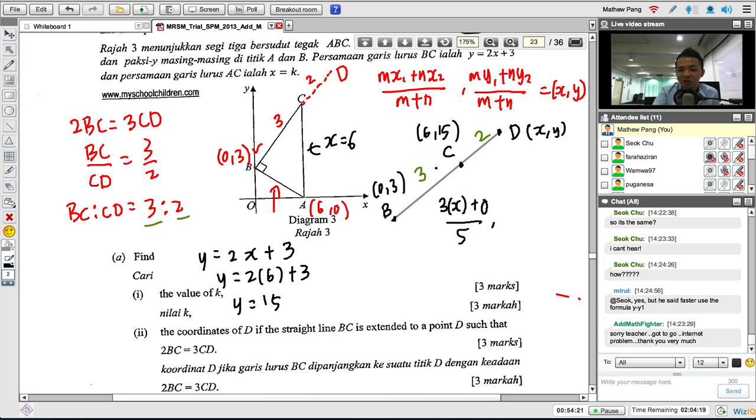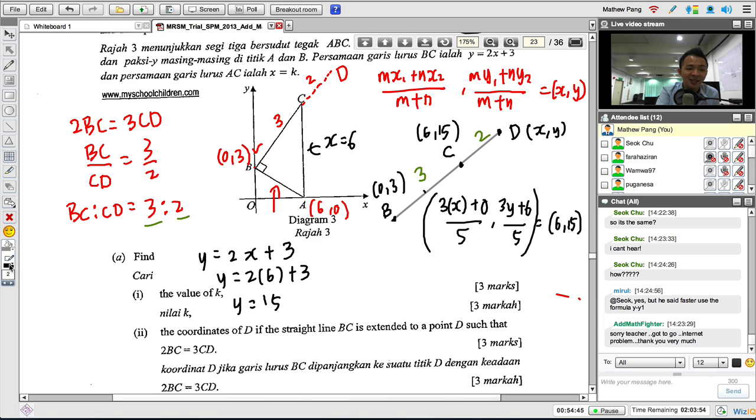Same for this one. 3 multiplied by the further coordinate, which is y, 3y, plus 2 multiplied by the further coordinate, 2 multiplied by the 3 here is 6, over 5. Then we get the answer, the middle coordinate, 6 and 15. 6 and 15. Alright, so this is how we solve this one.